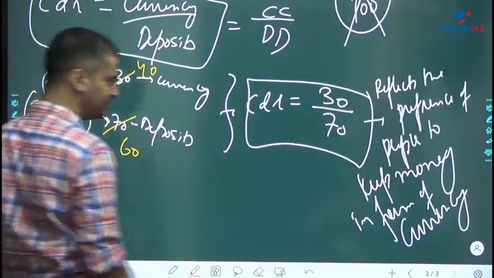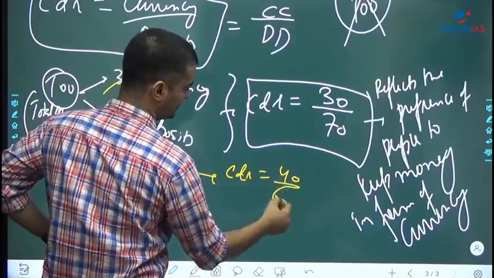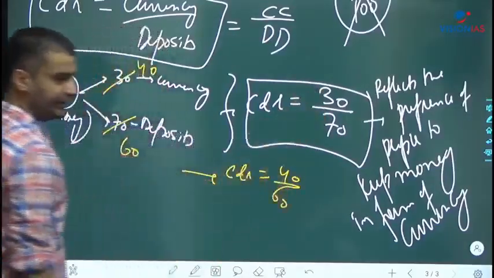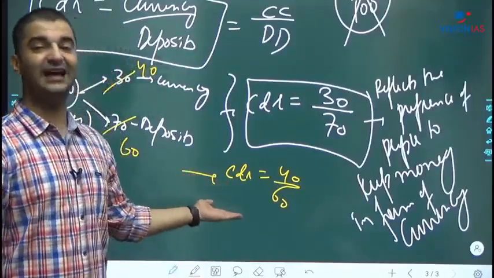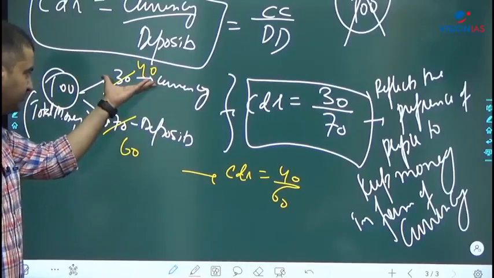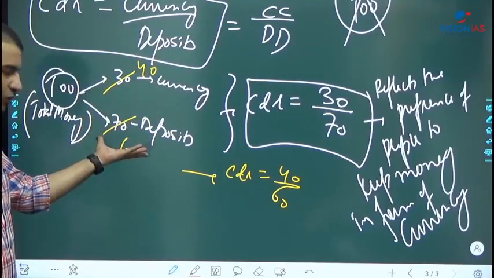So now what will the CDR be? The new CDR would be 40 upon 60. The numerator increased, the denominator decreased. The preference of people to keep currency has increased. More money is being kept in the form of currency as compared to money in the form of deposits.